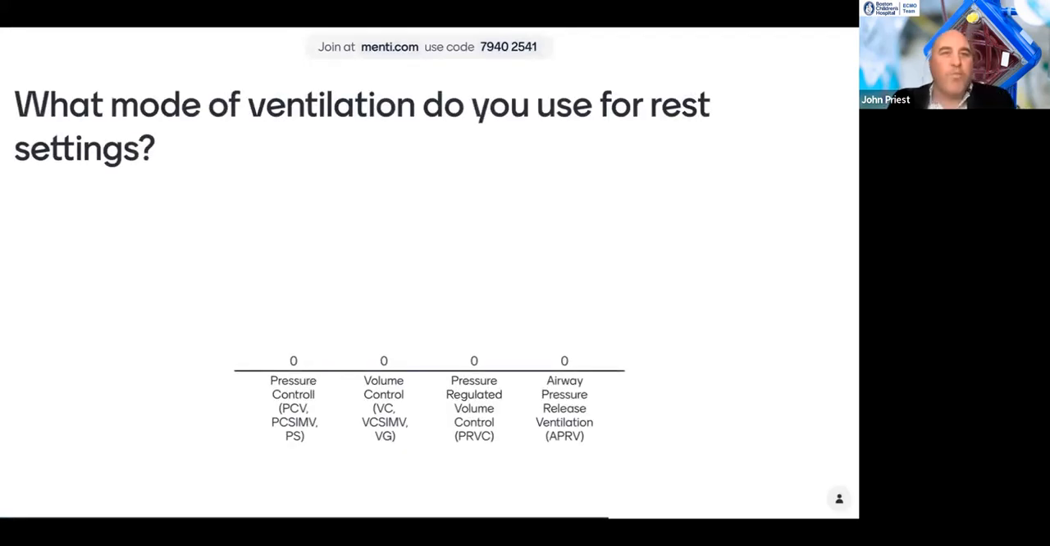So the next question is, what mode of ventilation do you use for rest settings? Do you use a pressure delivered mode? Do you use a volume delivered mode? Do you use a pressure regulated volume control, or do you use airway pressure release ventilation? And in neonatal pediatrics, pressure control modes of ventilation, so pressure control or pressure control SIMV or pressure support ventilation, are going to be the most frequent modes of ventilation.